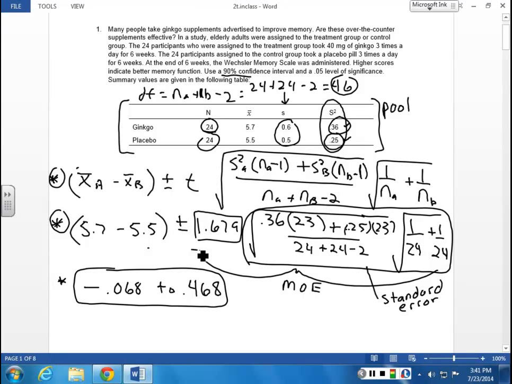We're looking at the difference between two means. Well, if the interval has 0 in it, 0 means there's no difference. Since 0 is in the interval, and we'll always look to see whether 0 is in the interval, 0 is in the interval.